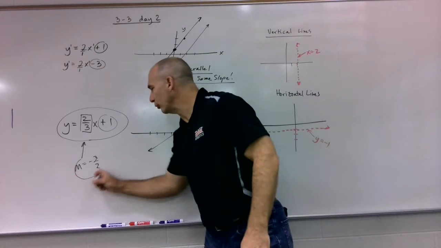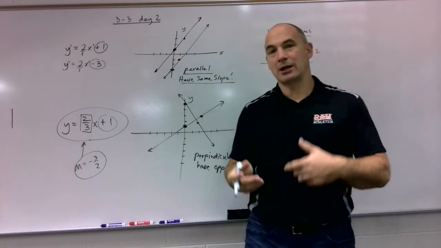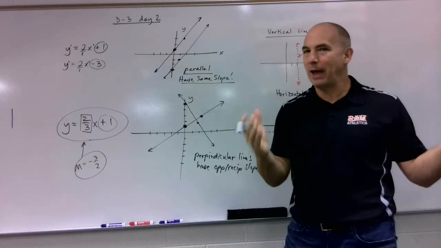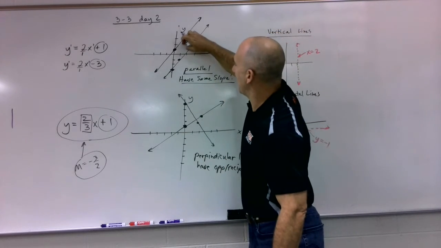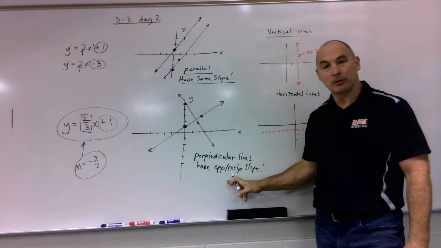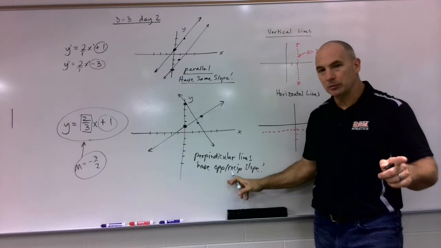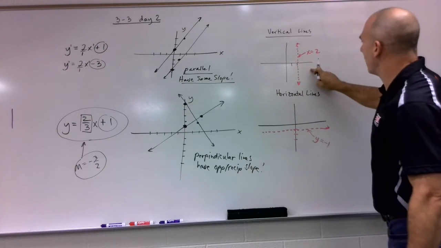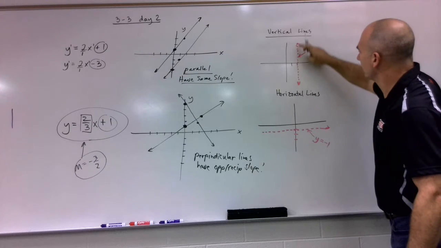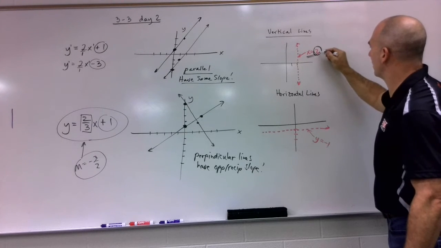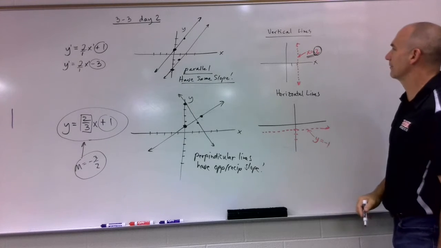So these are clues they're going to give you, but they're not going to spoon feed it to you. They're going to assume or expect you to know that parallel lines have the same slope, perpendicular lines have opposite reciprocal slope. Now, a little reminder before we get into the actual packet lesson. Remember, vertical lines are always going to be x equals some number. What's that number? Well, it's where it crosses the x-axis.